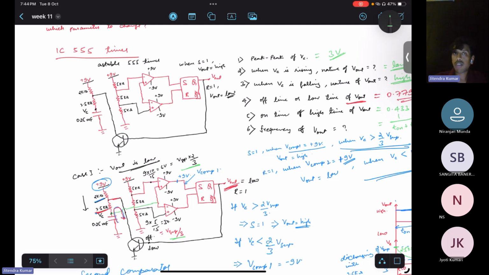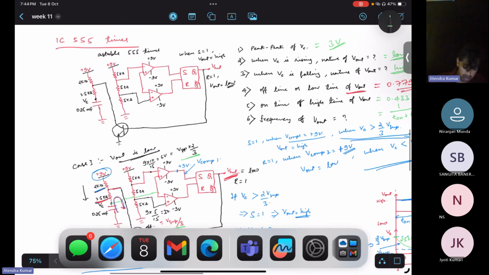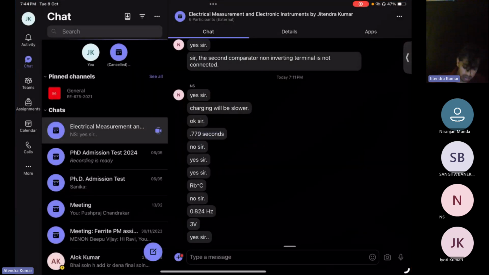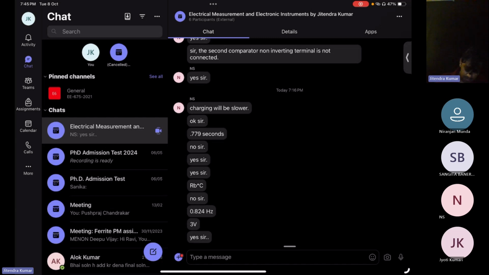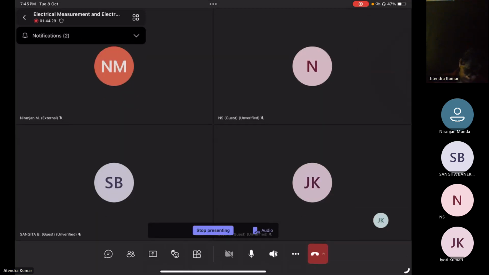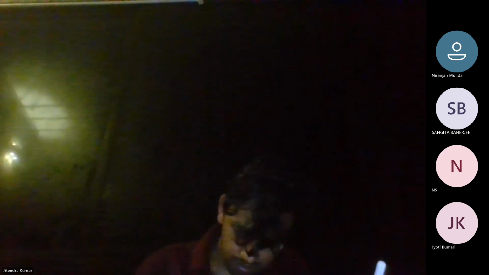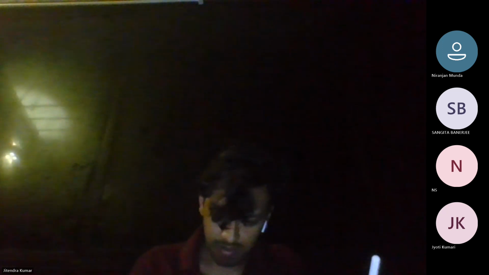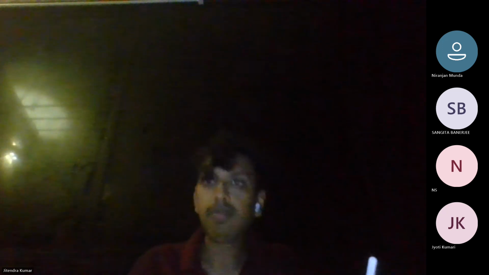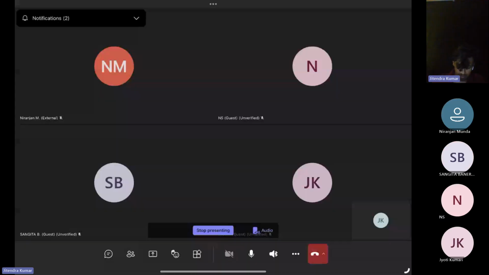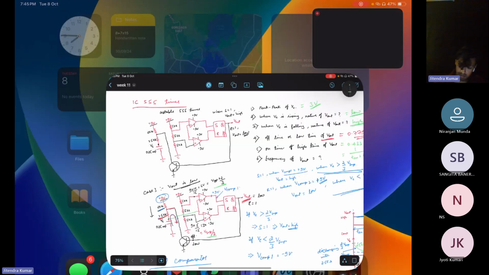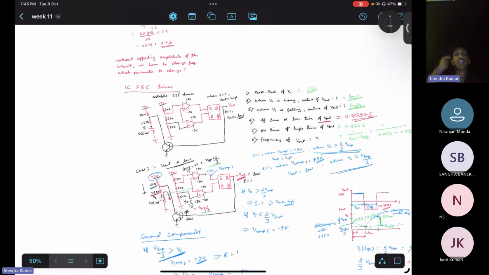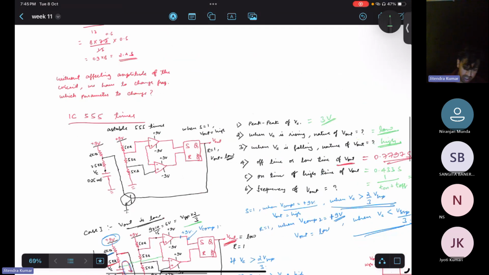Okay, so I hope everybody got this point. I was asking whether there is any final doubt. Any final question before winding up the session, related to IC 555 timer or oscillator circuit with a Schmitt trigger?